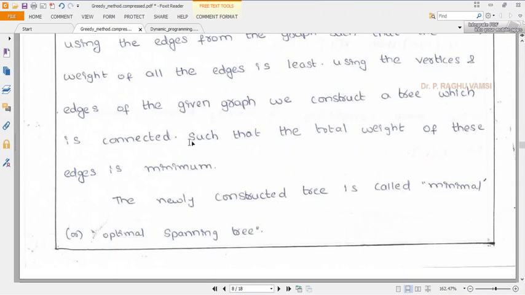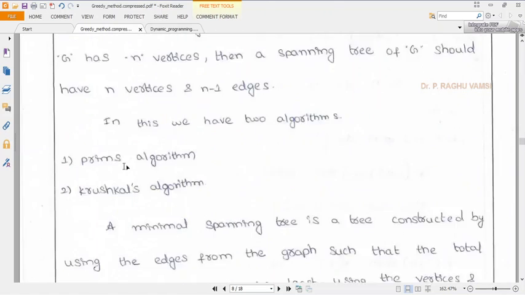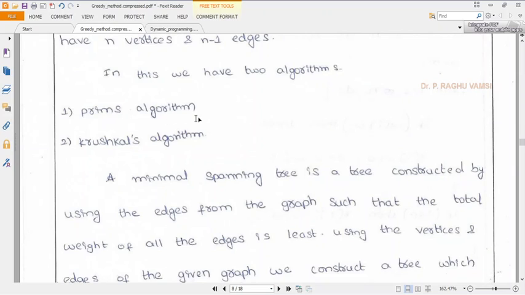How can we say it is a minimization? Because the total weight of the edges that we add into the tree should be minimum. So it is a minimization problem. The newly constructed tree is called the minimal or optimal spanning tree. For this we have seen two popular algorithms, Prim's algorithm and Kruskal's algorithm. You may refer to the graph algorithms lecture video for the explanation of Prim's and Kruskal's algorithms.